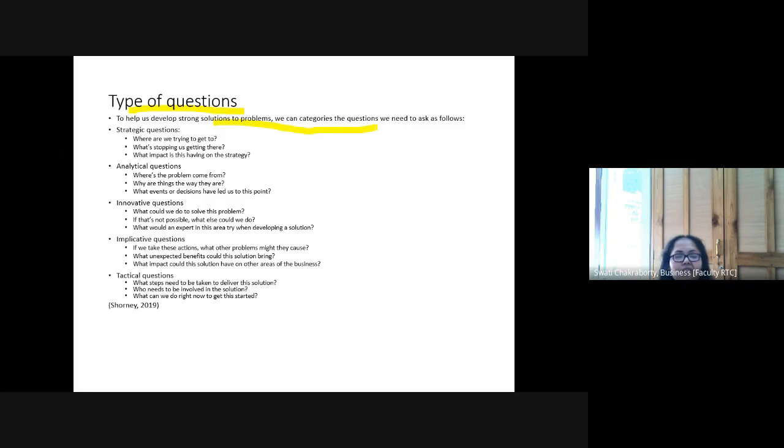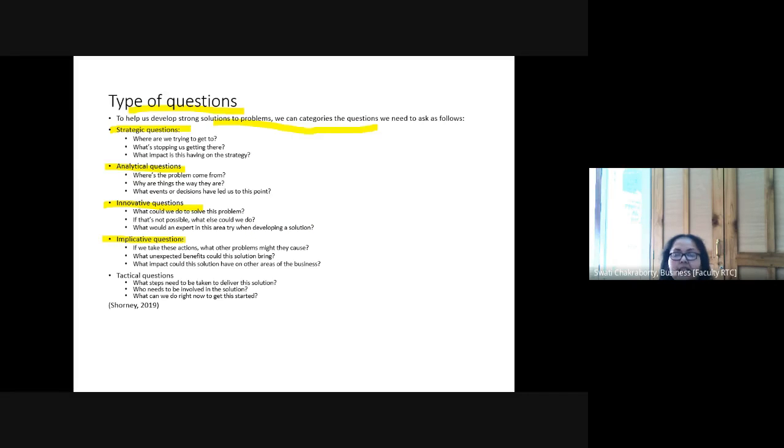There are five different types of questions. First is strategic questions. These are some of the examples under each of these categories. Where are we trying to get to? What's stopping us getting there? What impact is this having on the strategy? Second, analytical questions: where's the problem coming from? Why are things the way they are? What events or decisions have led us to this point? Third, innovative questions: what could we do to solve this problem? If that's not possible, what else could we do? What would an expert in this area try when developing a solution?